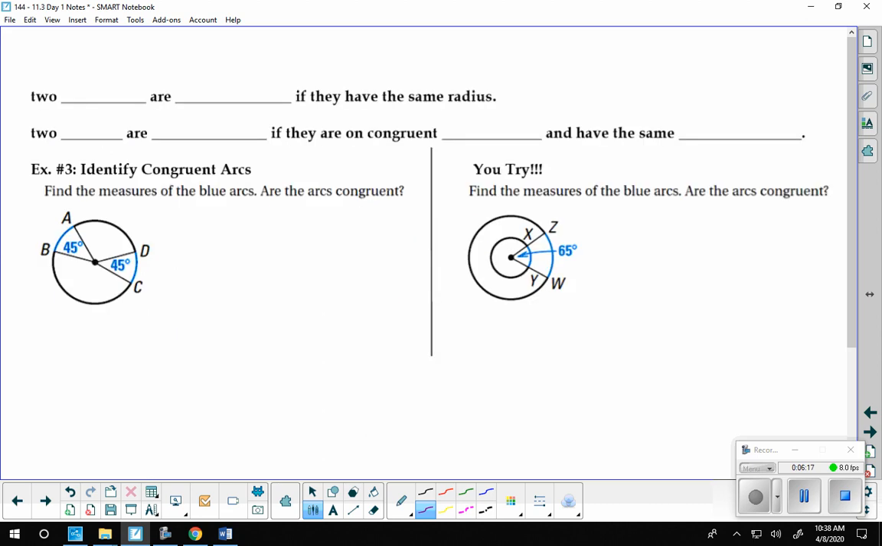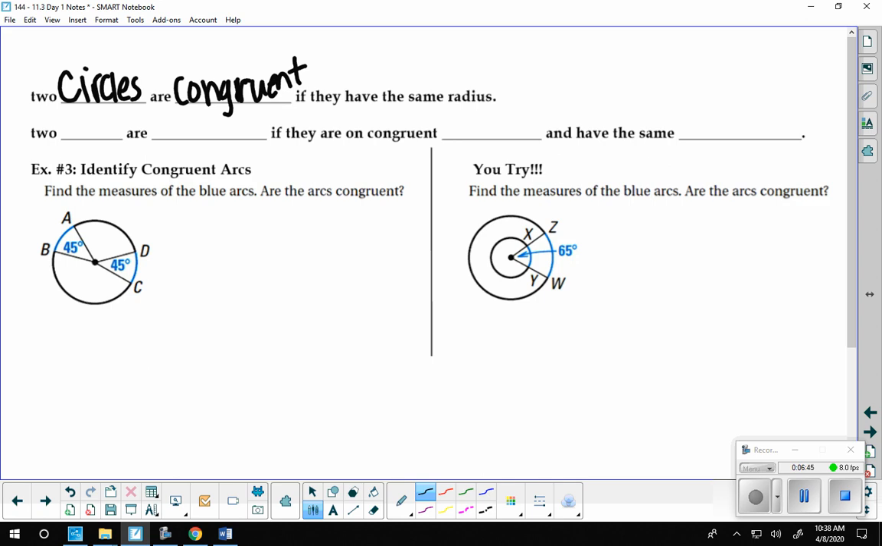So now, on the front of your notes, these are the blanks that are under the measure of a major arc. So you can flip to the front to fill out these blanks here. Two circles are congruent. Remember, congruent means equal or the same. They're congruent if they have the same radius.